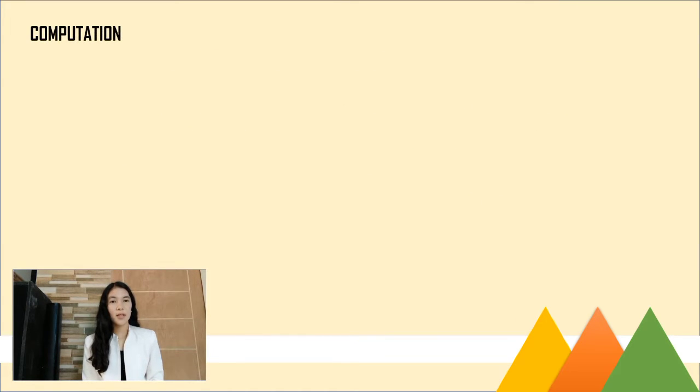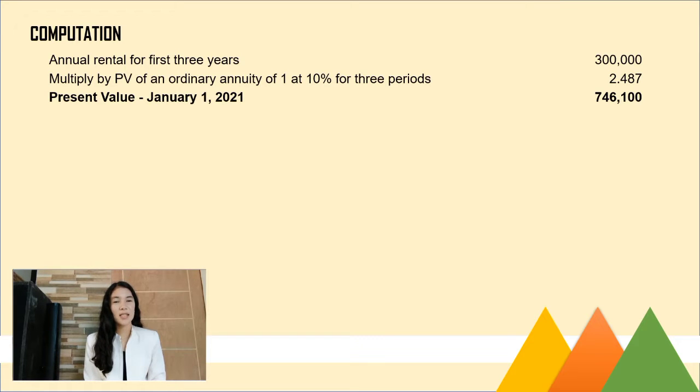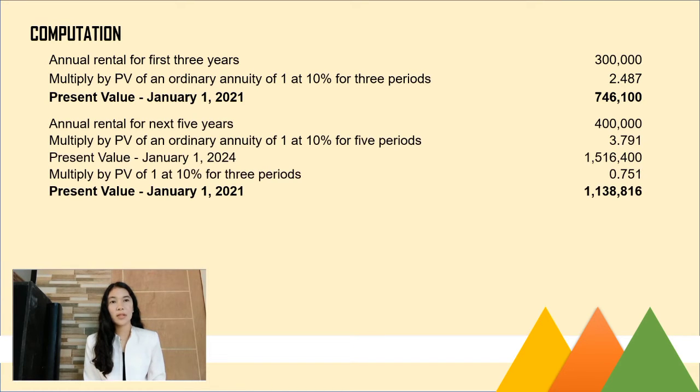So let us go now to the computation of initial measurement of lease liability. So annual rental for first 3 years is 300,000. Then we will multiply it by present value of an ordinary annuity of 1 at 10% for 3 periods, which is 2.487. So the present value as of January 1, 2021 is 746,100.